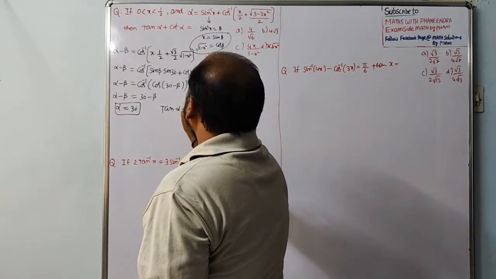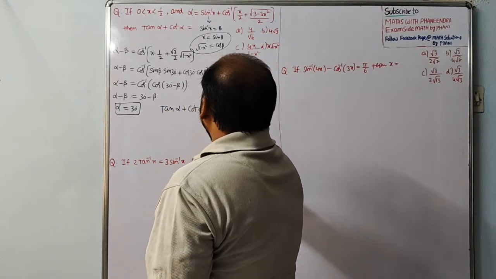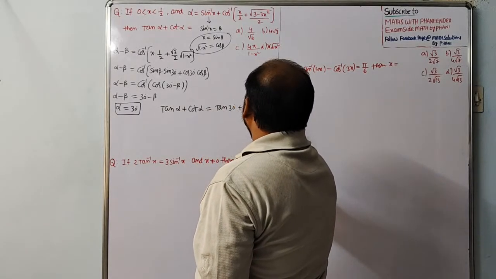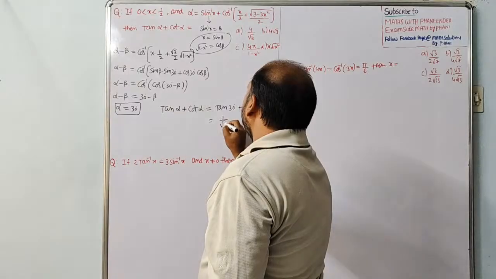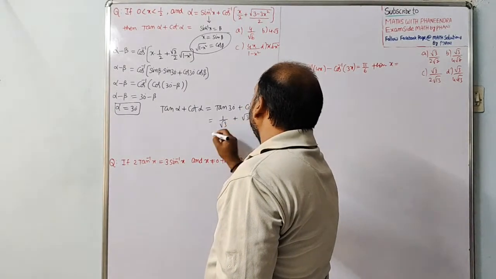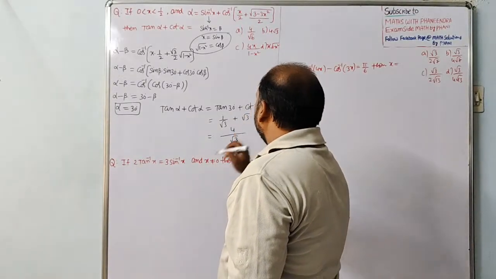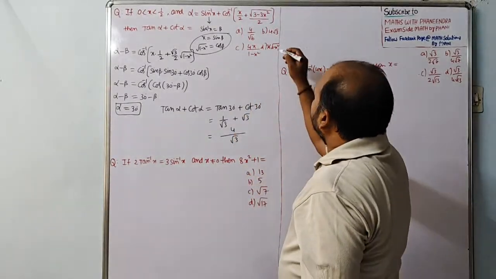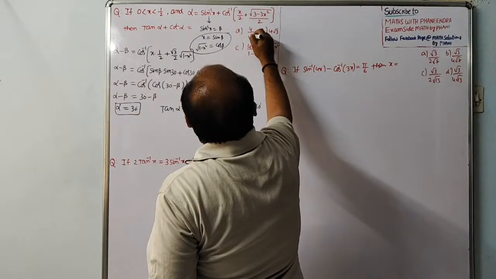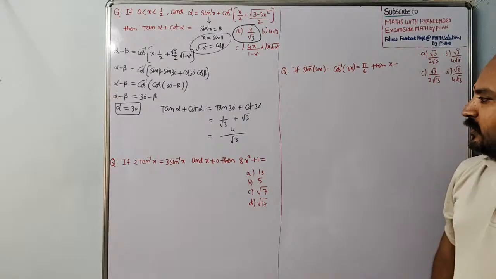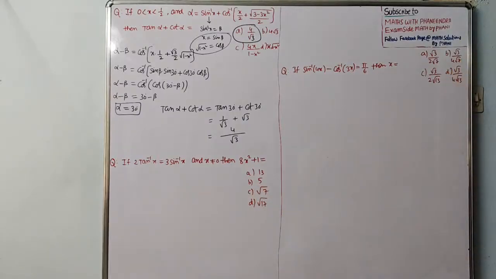Tan alpha plus cot alpha: tan 30 degrees plus cot 30 degrees. Tan 30 is 1 by root 3 plus cot 30 is root 3. So root 3 LCM, root 3 into root 3 is 3, 3 plus 1 is 4, 4 by root 3. It is there in the first option, dear students. I hope you understand. We'll move on to another question.